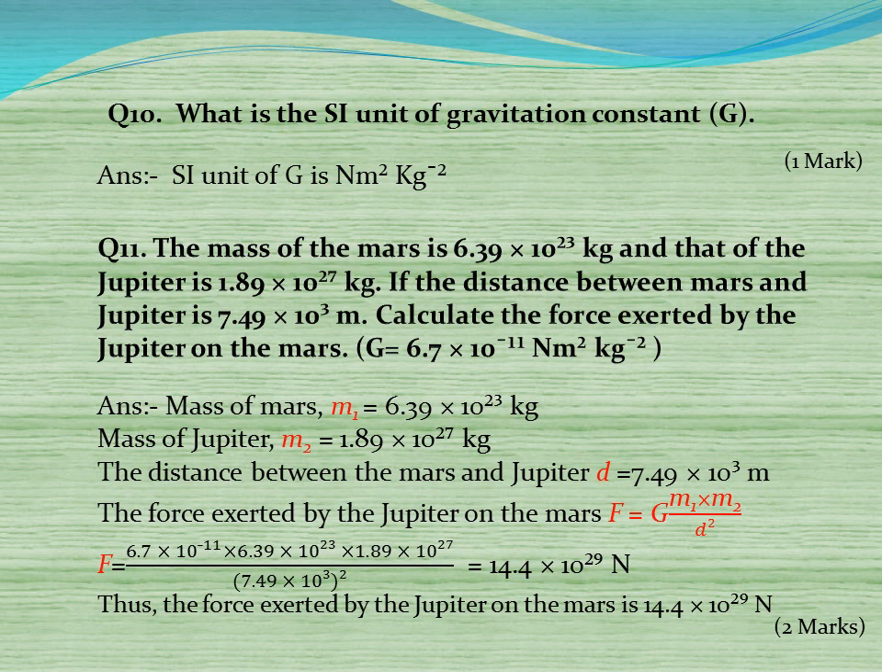Question number 11. The mass of Mars is 6.39 into 10 raised to 23 kilogram and that of Jupiter is 1.89 into 10 raised to 27 kilogram. If the distance between Mars and Jupiter is 7.49 into 10 raised to 3 meter, calculate the force exerted by Jupiter on Mars. G equals 6.7 into 10 raised to minus 11 Newton meter squared per kilogram squared.